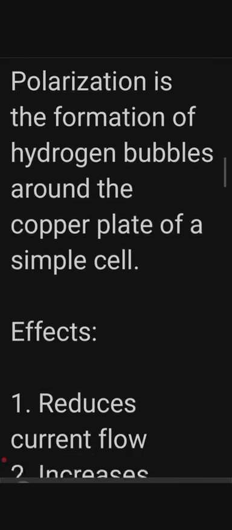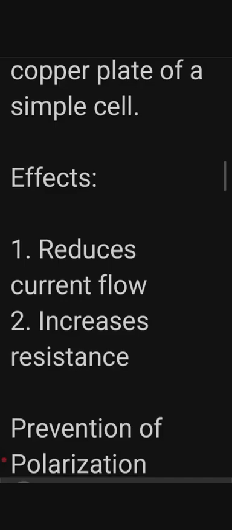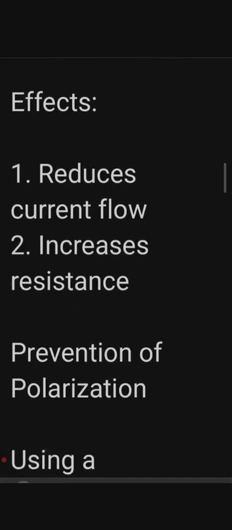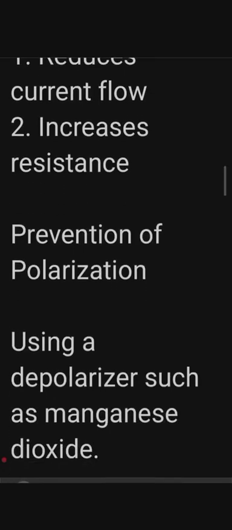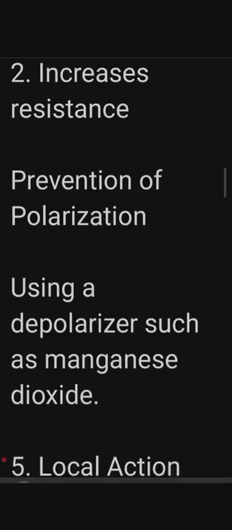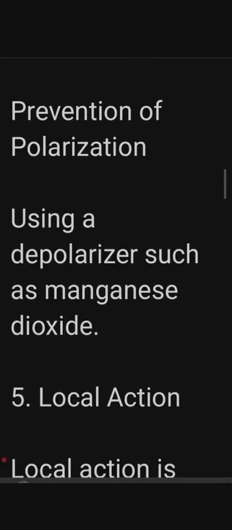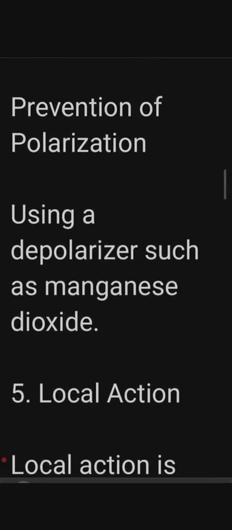Polarization is the formation of hydrogen bubbles around the copper plate of a simple cell. The effect, it reduces current flow and it increases resistance. Prevention of polarization. Using a depolarizer such as manganese dioxide can prevent polarization.